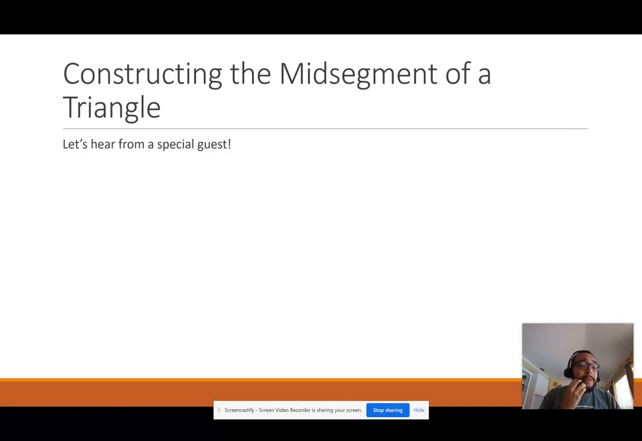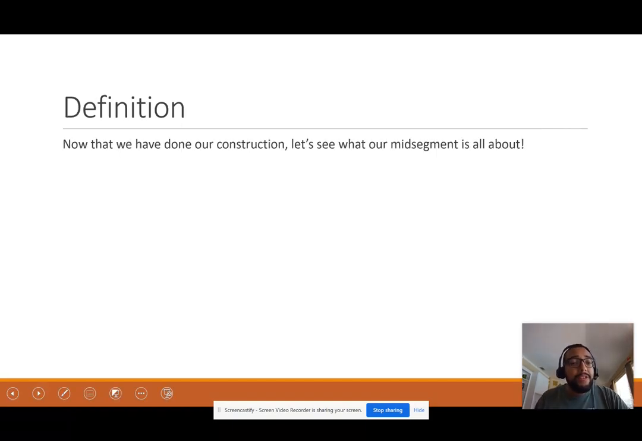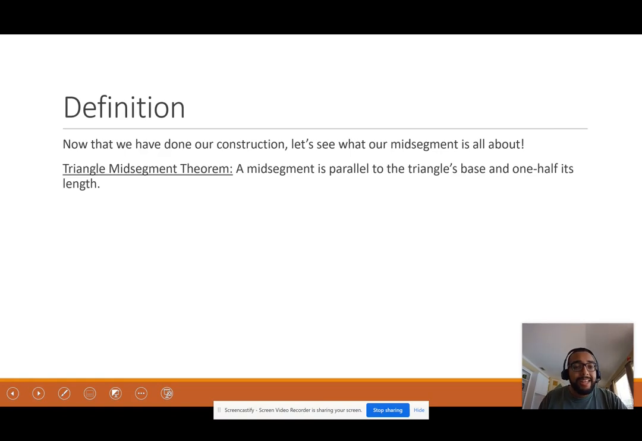So as he was speaking about, oh, he left his patty paper here with all the stuff, so we'll be referencing that. So we constructed the mid segment of a triangle. Definition of mid segment, the triangle mid segment theorem: a mid-segment is parallel to the triangle's base and one half its length. So that mid-segment is one half times the triangle's base.